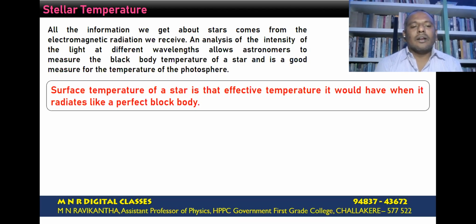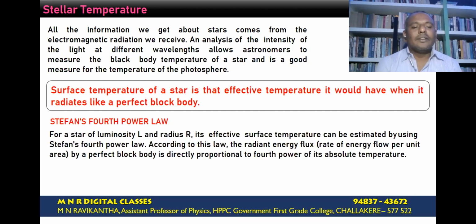Now, using the assumption of a perfect black body, we have two methods of determining the temperature of the star. The first method is using Stefan's fourth power law. For a star of luminosity L and radius R, the effective temperature can be estimated by using Stefan's fourth power law. According to this law, the radiant energy flux, that is the rate of energy per unit area, by a perfect black body is directly proportional to the fourth power of its absolute temperature. This is the statement of Stefan's fourth power law.